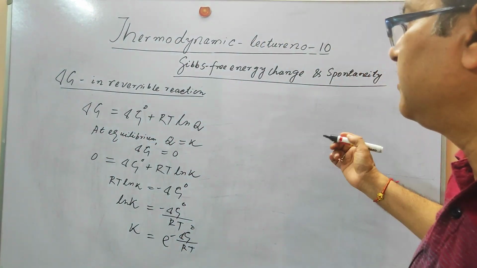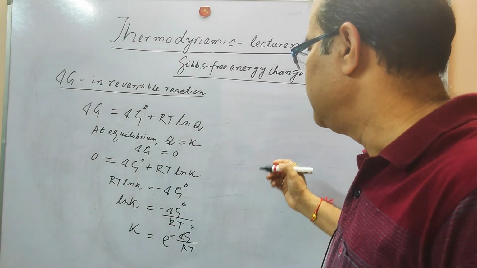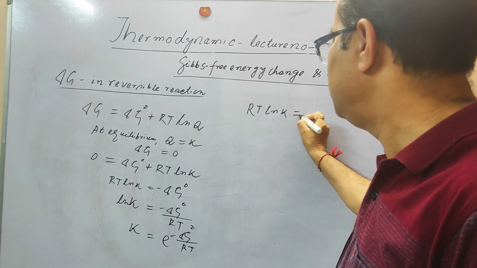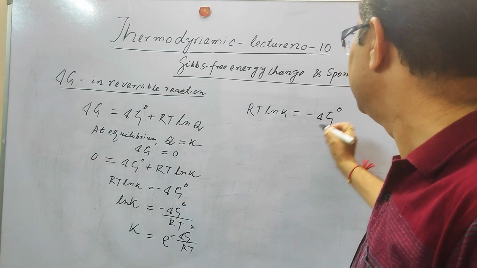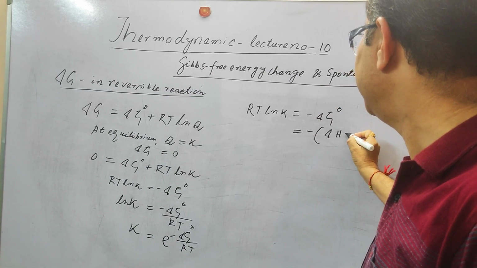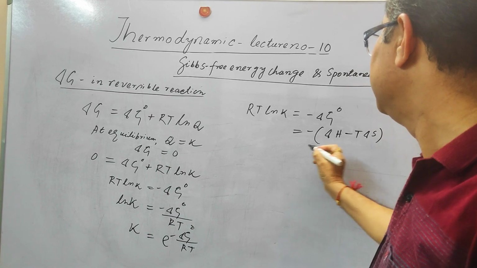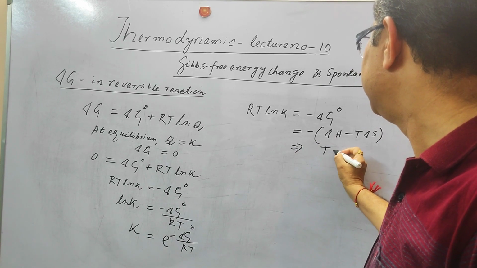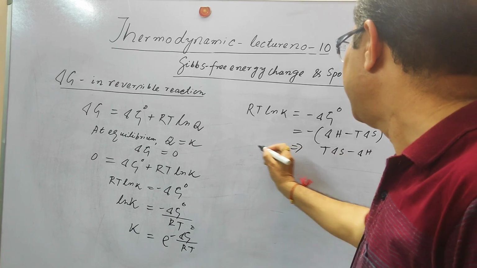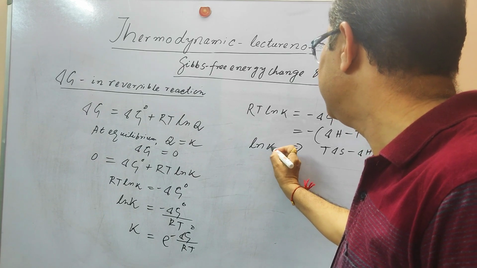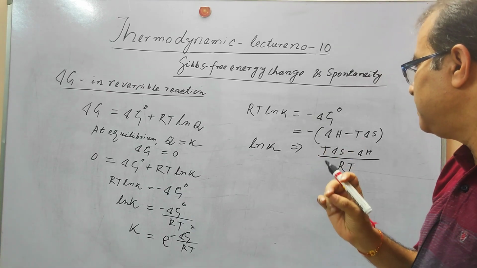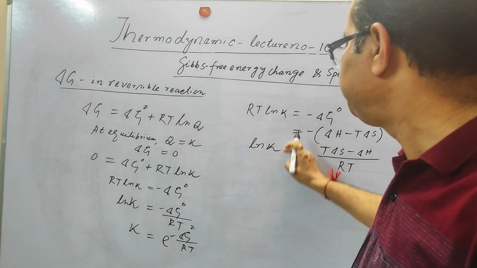Now, there is another thing that we can understand from this. RT ln K is equal to minus delta G0, and we know delta G is equal to delta H minus T into delta S. So, we can write this equation as ln K equals minus delta H by RT. So we can comment on the K value.